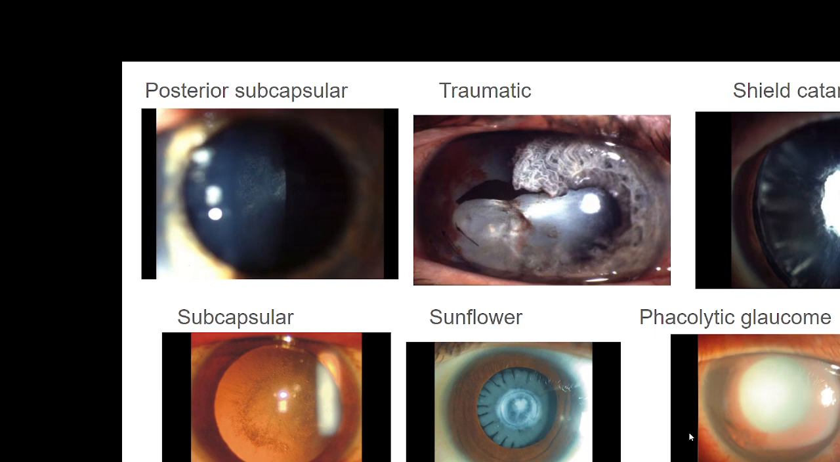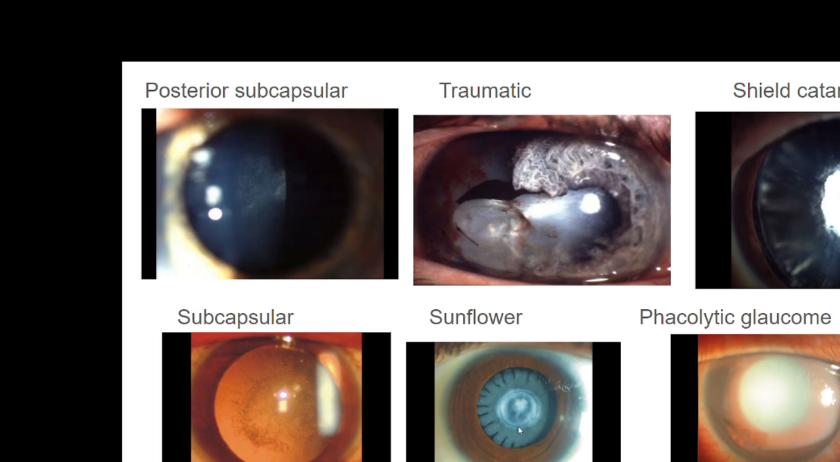Now, based upon the shape of this opacity, they could be identified as the posterior subcapsular, when it is seen on the posterior surface more than the anterior, or a traumatic usually has an irregular one. And the shield cataract is when the capsule has become more opaque, and in the central zone there is a dense opaque area. Then the shape could be subcapsular. When it is located at the subcapsular level, you can see that thick opacity around the area. These are all slit lamp visions. When you examine the patient in a slit lamp, these can be made out.